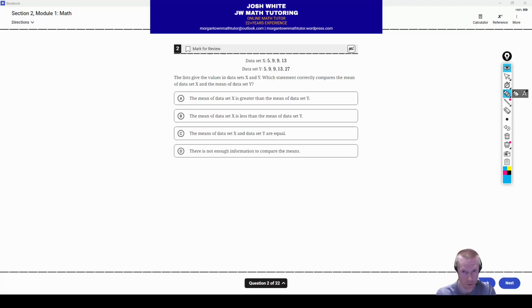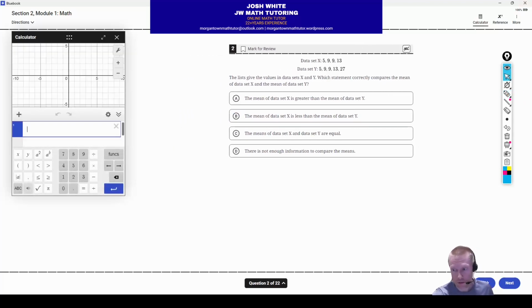So here's the thing, theory-wise, data set y is going to have a greater mean because the first 4 numbers are all the same as x, but then you add a number which is larger than the existing mean because it's larger than all the existing numbers. So the correct answer for this one is going to be letter B. The mean of x is less than the mean of y. However, if you couldn't tell that just by looking at it, that's fine. Then just go to Desmos and just find the mean of both of these data sets.